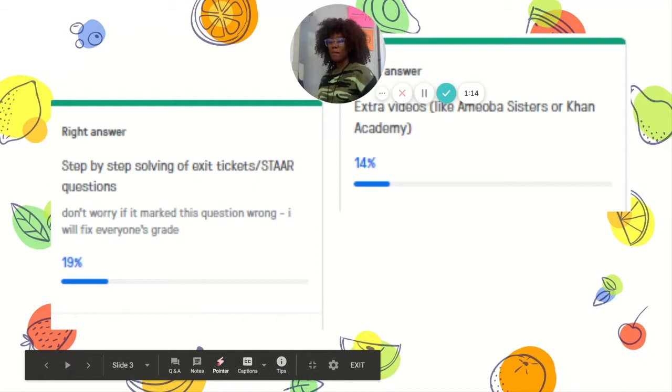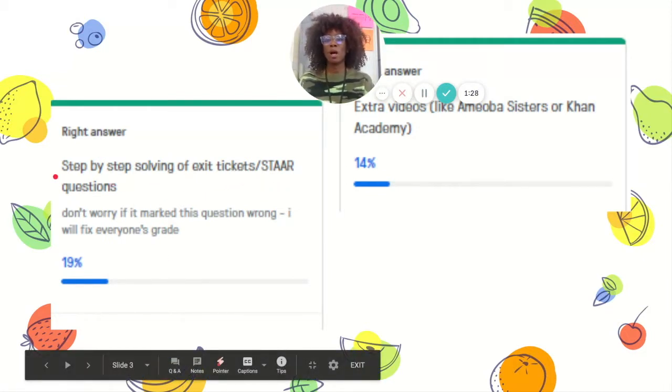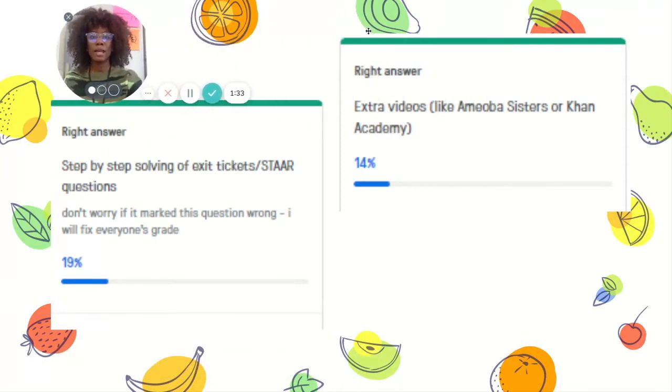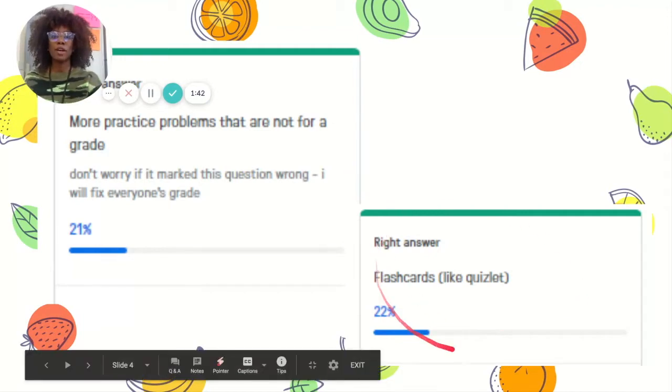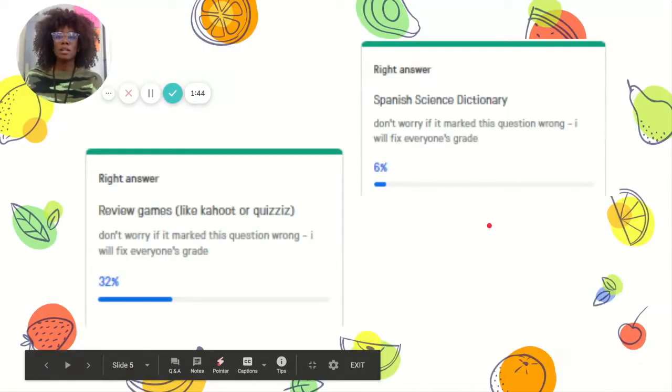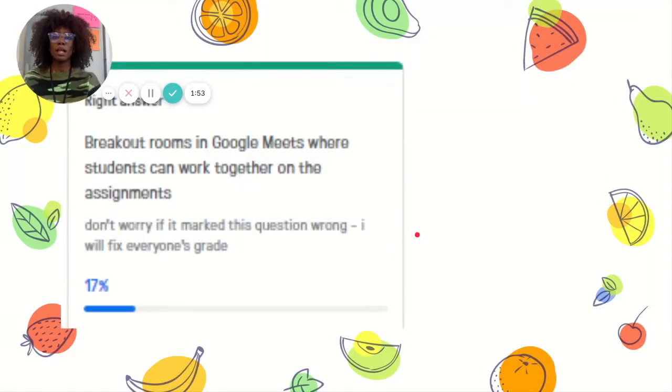So in the last lesson, I asked you guys what types of things you'd like to see. Now this isn't the data from everyone, but this is just the data from what I got before I recorded this video. So far people were saying that they want step-by-step solving of exit tickets and star questions. People were saying they want extra videos, like Amoeba Sisters or Khan Academy, to look at more practice problems that are not necessarily for a grade, I can do that. And of course the flashcards, I've already made those on a Quizlet. People said they want to do review games like Kahoot or quizzes, and some people would like a Spanish science dictionary. So those are some things that I can definitely work with.